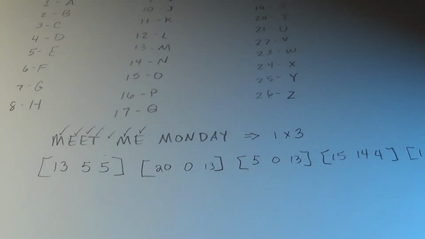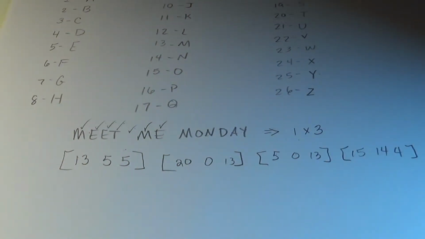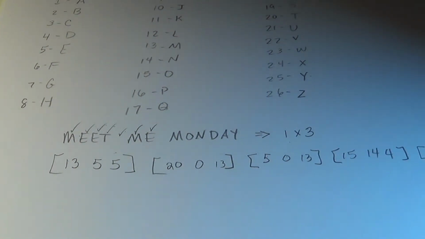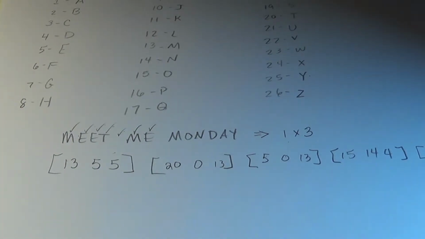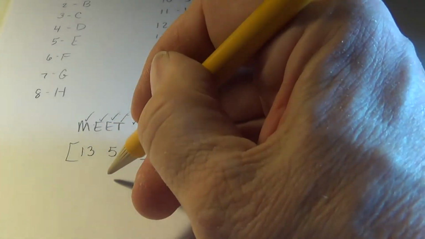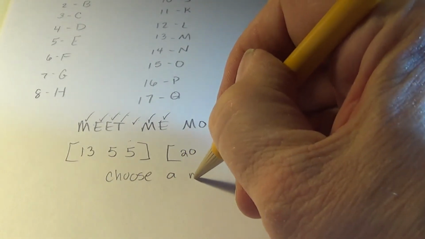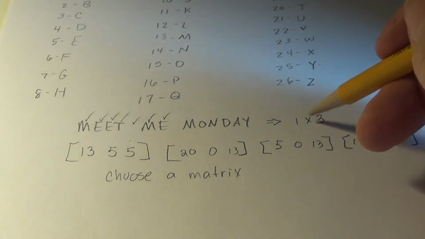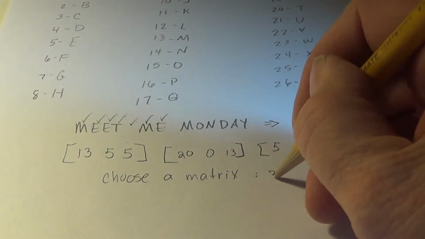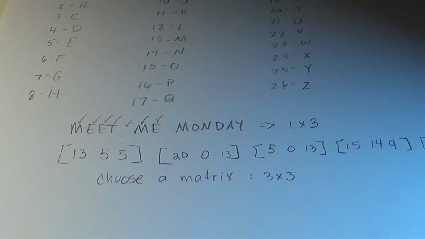So that is really uncoded. Anyone could figure out that the letters and the numbers would give me that message. So we have to improve on that. To improve on it, we're going to choose a matrix. Since this is a 1x3, let's choose a matrix that's a 3x3. It has to be invertible, so it has to be square.